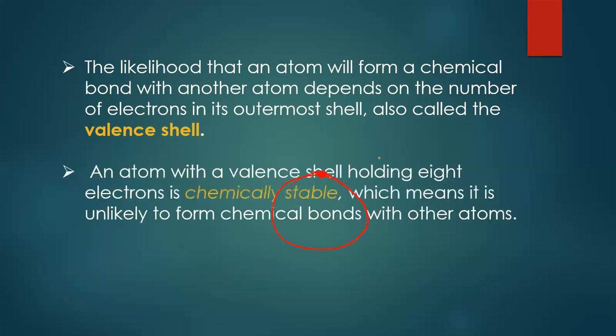And then an atom with a valence shell holding 8 electrons is chemically stable. Some of these atoms are the inert gases. You've seen inert gases in the periodic table. Such atoms have 8 electrons in their outermost shell. In their valence shell, they have 8 electrons.